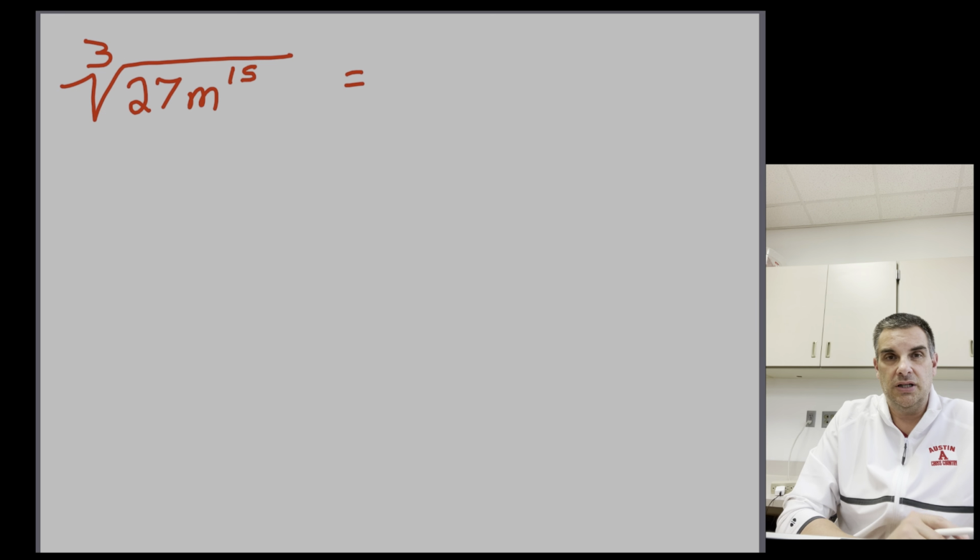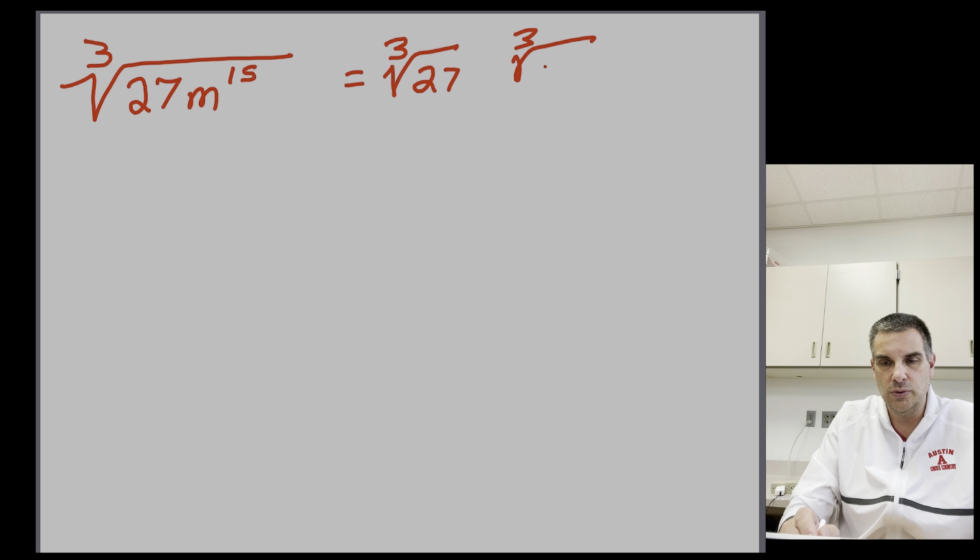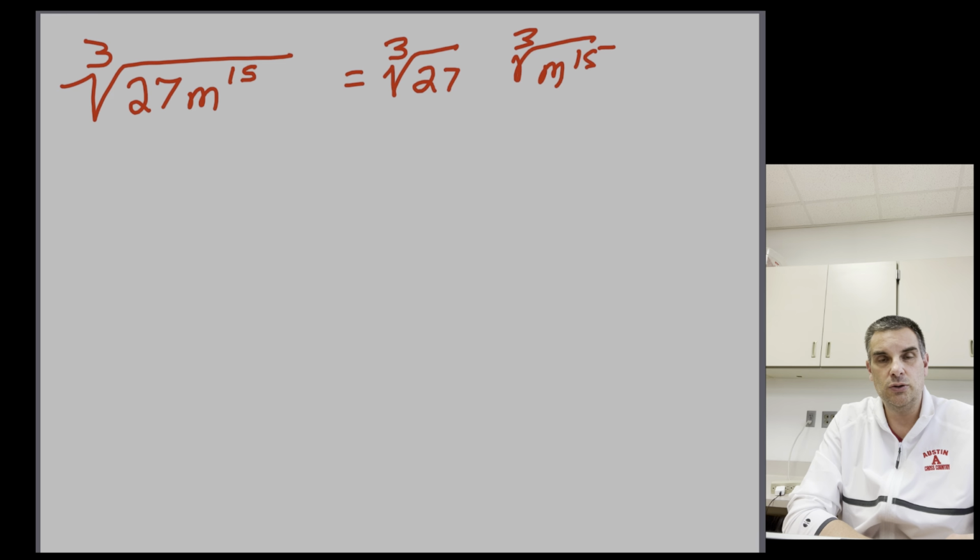What does all of this mean? Well, it means that I want to take the cubed root of 27, and I also want to take the cubed root of m to the 15th. I want to do both pieces. Well, the cubed root of 27 is 3. So that's just 3. The cubed root of m to the 15th.